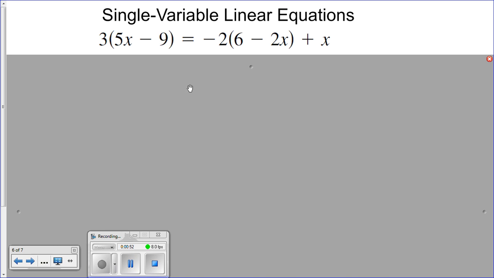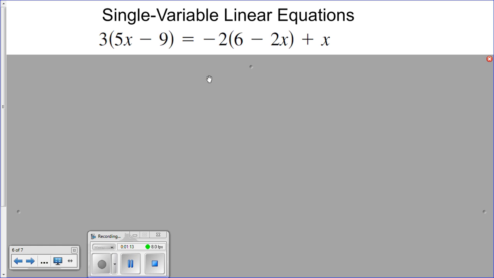Well, what makes it single variable is there aren't two different variables in the equation. There's only one. X is the only variable in the equation. It may appear in three different places, but the only variable in the equation is x. So that's why it's called a single variable.